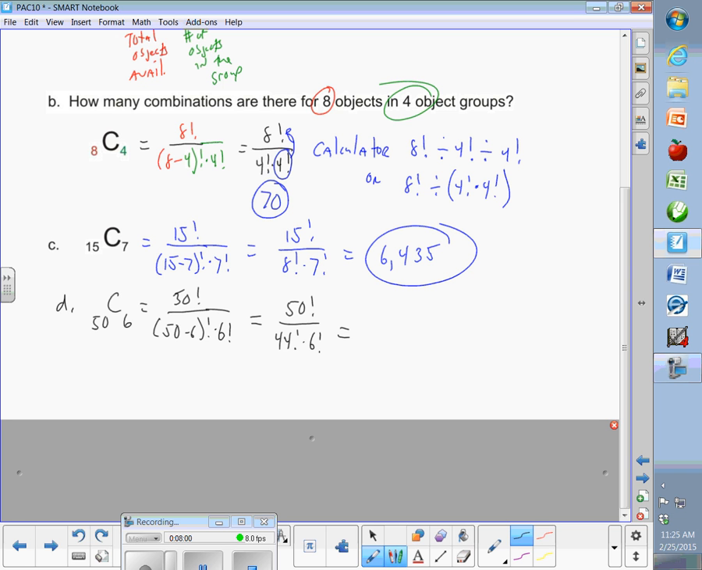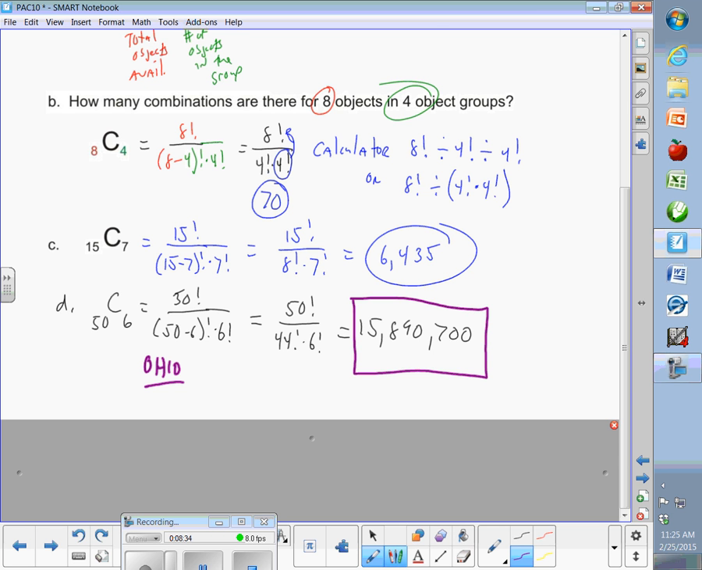Okay, so 50 factorial divided by 44 factorial divided by 6 factorial equals, okay, and here's the answer, 15,890,700 combinations. Now, by the way, I always like to do this example. When I used to teach in Ohio, I would always do it because this is the example of the Ohio Pick 6 lottery.